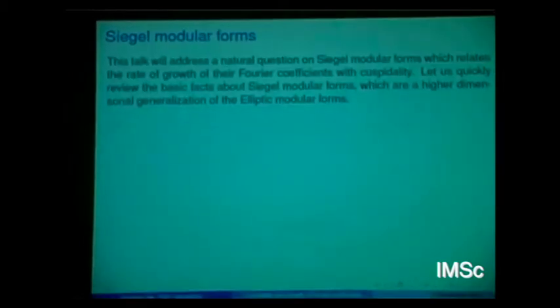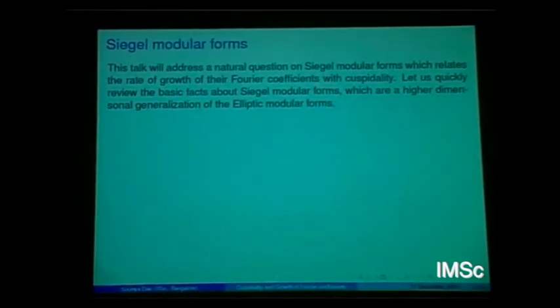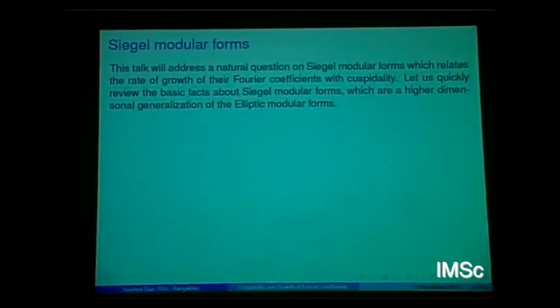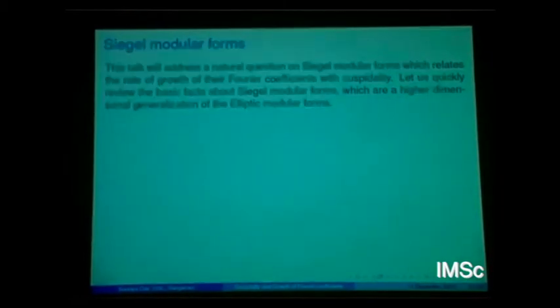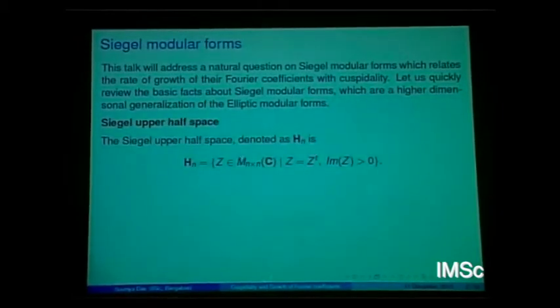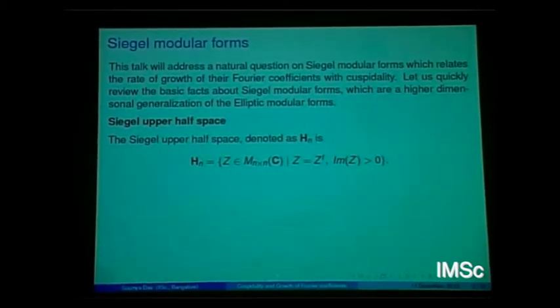Professor Conan has already defined them, but nevertheless let me start by quickly recalling some basic facts about Siegel modular forms, which are nothing but a natural generalization of elliptic modular forms, which we have come across several times in this conference. So the Siegel upper half space is the set of all n by n symmetric matrices over the complex numbers, which have positive definite imaginary part.